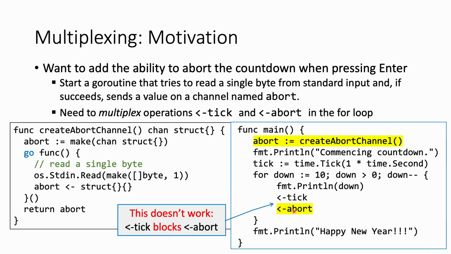To make it work, we need to multiplex the two operations, receive from tick and receive from abort, in the for loop, so that each iteration of the loop must wait for an event to arrive on one of the two channels, tick and abort.